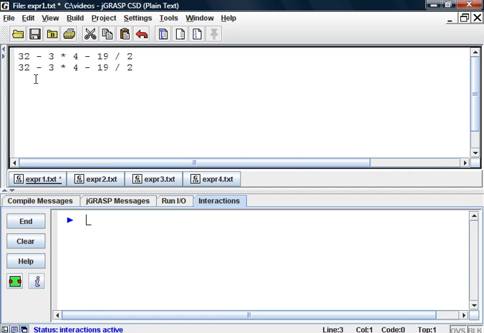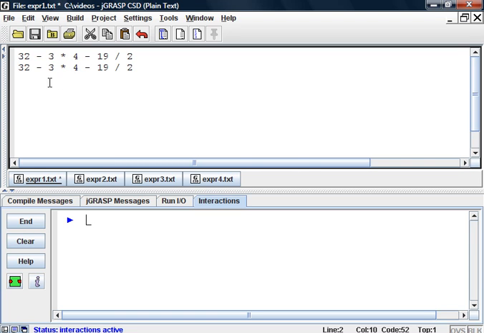It matters the order in which we evaluate these operators. For example, if we were to compute 32 minus 3 first, then we're going to get a different answer than if we computed 3 times 4. So it matters what rules we use to figure out the order.